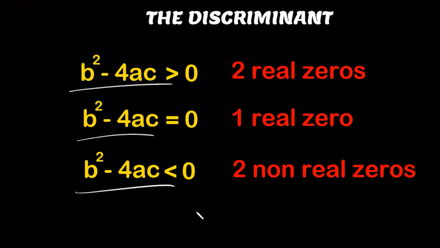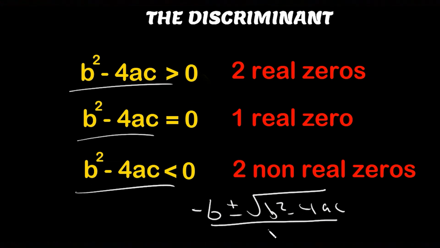So if you were to write out the quadratic formula, you know it's negative b plus or minus square root of b squared minus 4ac all over 2a. So again, we're talking about this part right here, okay? And so what does it tell you? Well, it simply tells you how many zeros a quadratic is going to have.